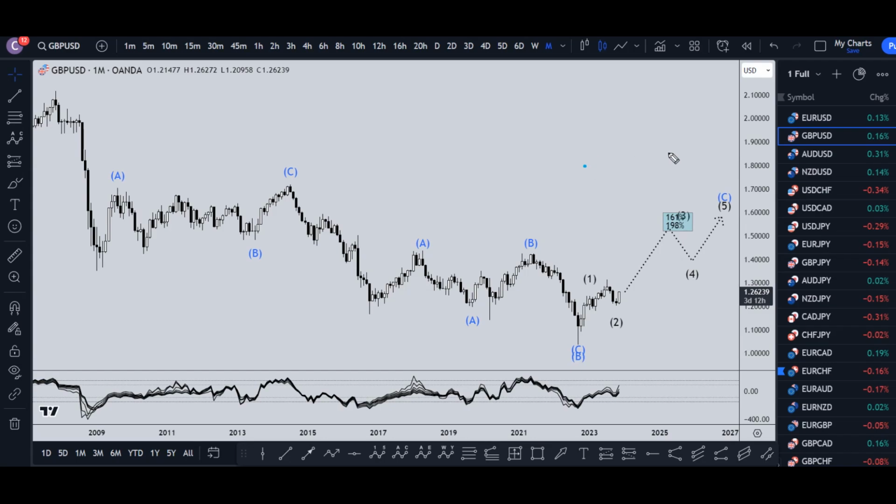Today is Monday, November 27th, and I'm going to be analyzing the pound US dollar starting on the monthly, working my way down to that 1 hour time frame.